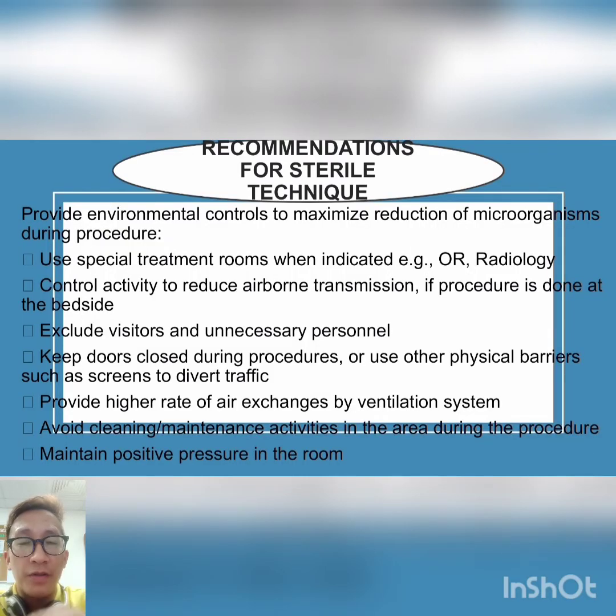More recommendations for sterile technique: provide environmental controls to maximize reduction of microorganisms during procedures. These are: use special treatment rooms when indicated, like your OR or your radiology. Control activity to reduce airborne transmission if procedure is done at the bedside. Exclude visitors and unnecessary personnel.